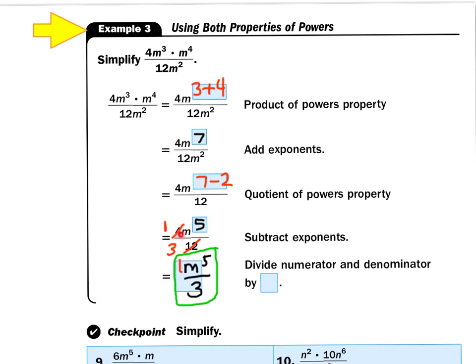Now remember, you're not finished with the 4 and the 12. Reduce them just like a normal fraction. So 4 divided by 4 gives you 1. 12 divided by 4 gives you 3. So that gives you 1m to the 5th power over 3. And you can remember that 1 is invisible. You can make it red or just let it go.